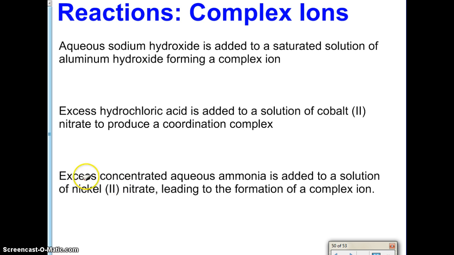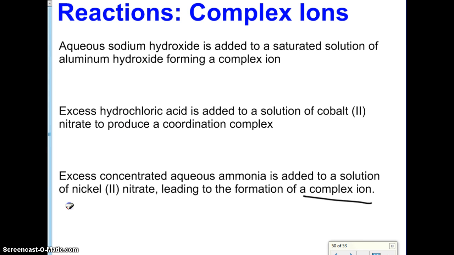Let's come down here and look at the last one here. Excess concentrated aqueous ammonia. So that's what we have a lot of, is the ammonia. Is added to a solution of nickel 2 nitrate, leading to the formation of a complex ion. I will always tell you if a complex ion is forming, so that's not something you just have to recognize like you do a single replacement or double replacement.